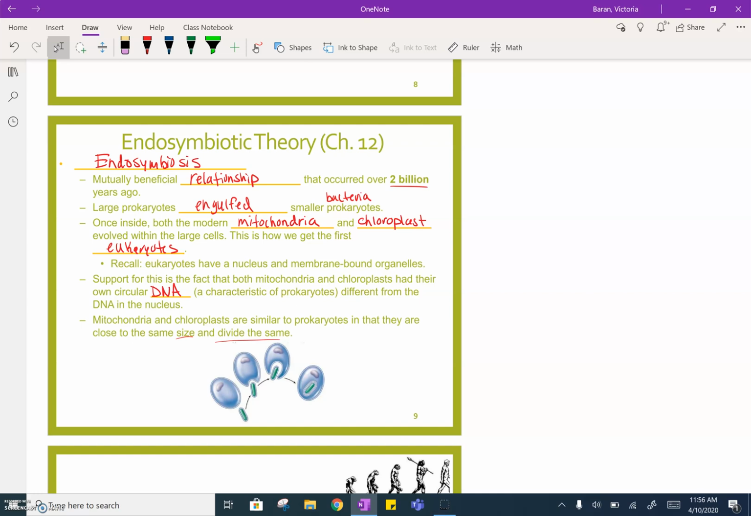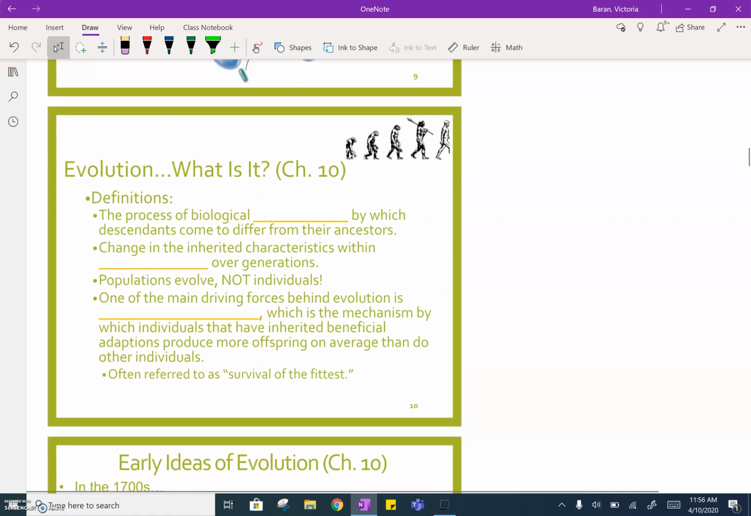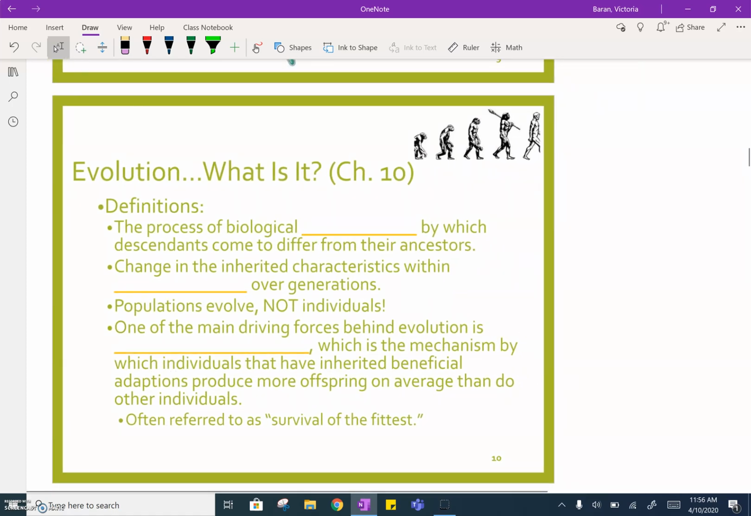Again, eukaryotic cells, those are more complex. They have a nucleus, they have membrane-bound organelles, versus prokaryotic cells are much more simple. They don't have membrane-bound organelles and they don't have a nucleus. Just to recap what we previously had talked about.